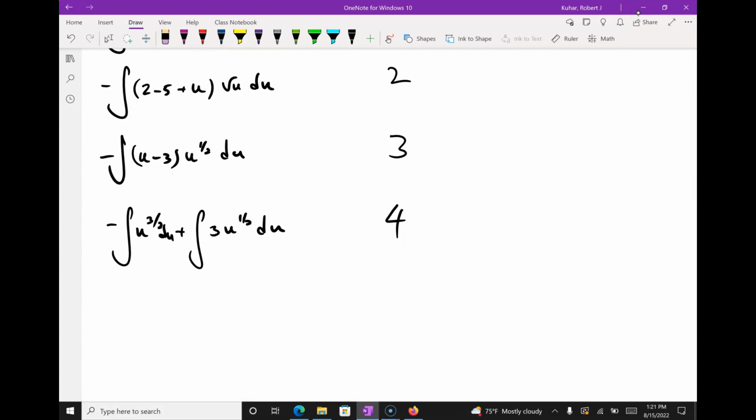So now I have a 3u to the 1/2. I'm going to add 1 and divide by the new power. I have a minus u to the 3/2. I'm going to add 1, divide by the new power. And I'm going to add a constant c. I'm going to tell you today that that c is 0 on your quiz. I'm going to say, hey, let c be 0. Don't do it as a shift. Just have it right at the mother function, right?